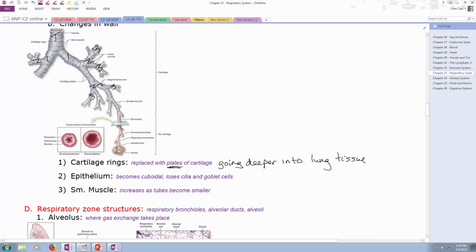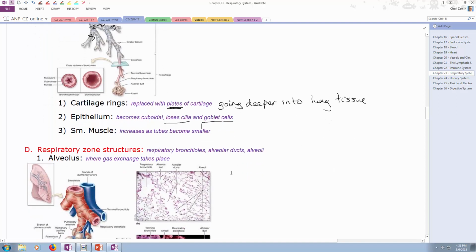The epithelium, which was columnar, is going to get shorter and shorter. Eventually it will become cuboidal, and then eventually squamous. So as we go deeper into the lung tissue: columnar, cuboidal, and then squamous. Of course, as we get shorter and squatter, we'll lose our cilia as well as our goblet cells.